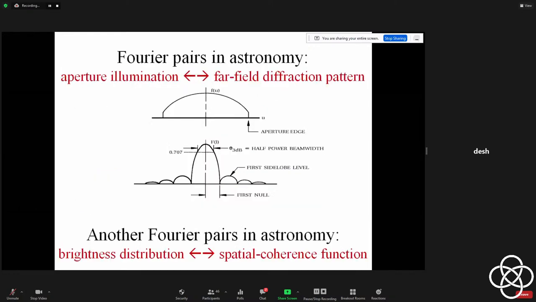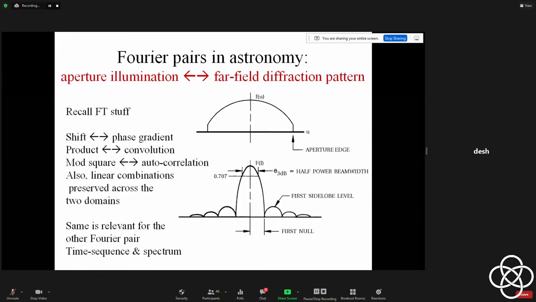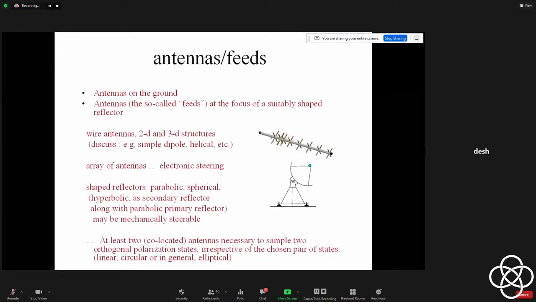So we have already talked about this. You can see if you eliminate the aperture in a certain way, that will dictate the far field diffraction pattern. And you can manipulate the way you want to look at the sky by arranging your distribution of illumination across the aperture.